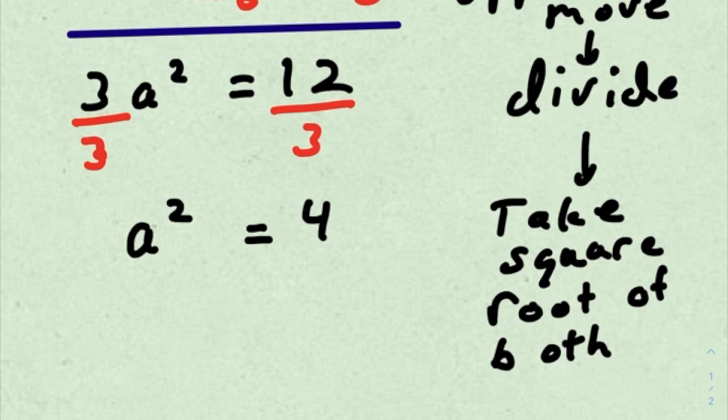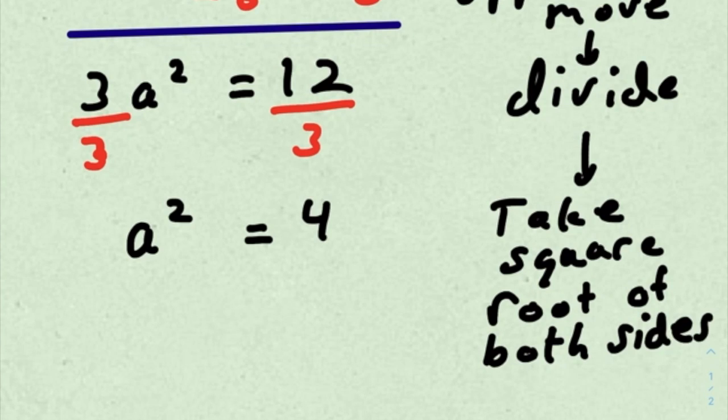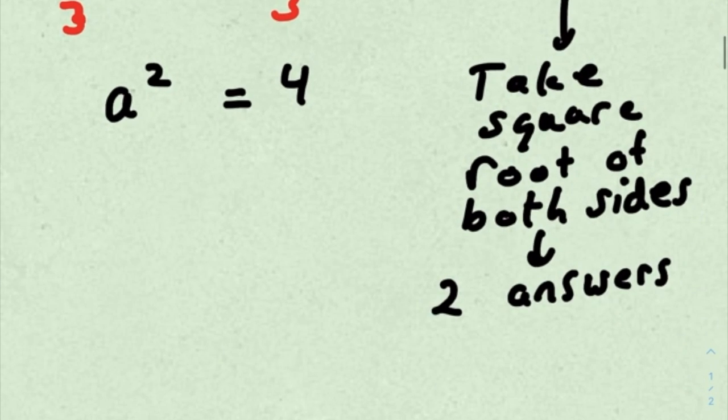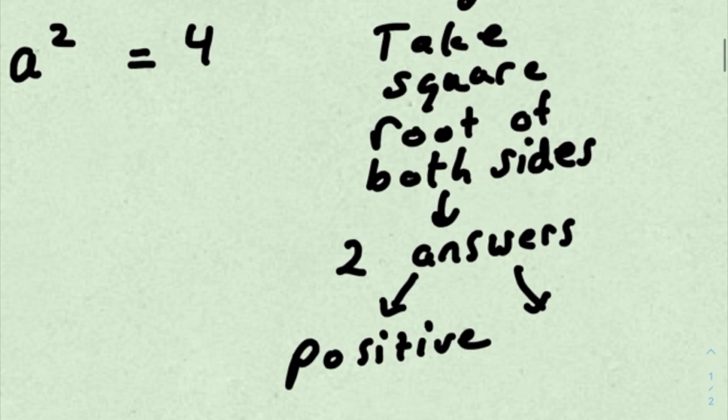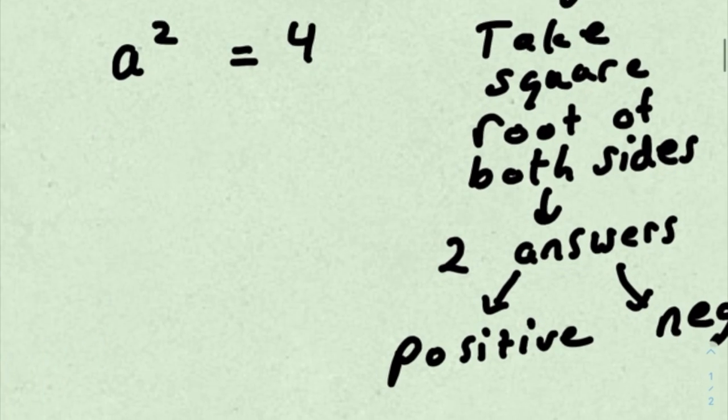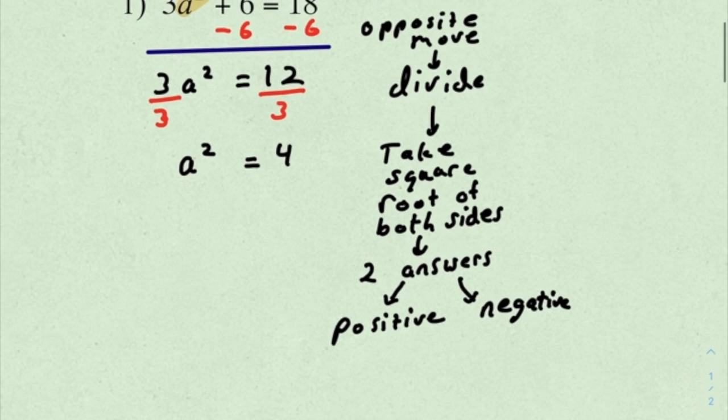Whoops, that's a terrible both. Let's write that again. Both sides. And remember, when you do that, you will have 2 answers. Always 2 answers when you're taking square roots. You will have a positive answer and a negative answer. So just remember that you need to always have 2 answers, positive and negative, and you put them in brackets because this is not an X and a Y answer. It's not an ordered pair.